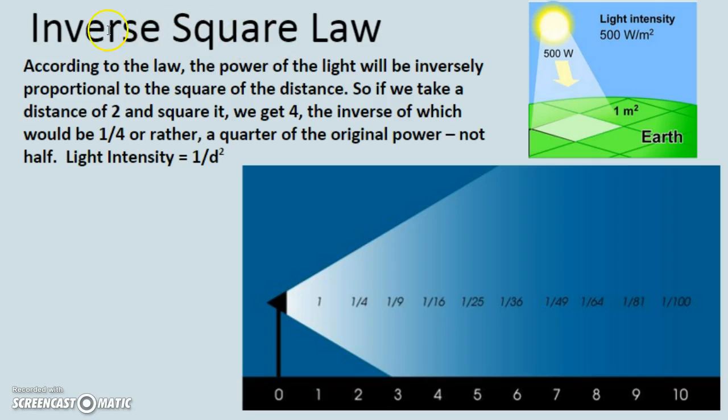So here's how it works. According to the inverse square law, the power of the light will be inversely proportional to the square of the distance. Now, it sounds really wordy, but think of it this way. If we take a distance of 2 and we square it, we get 4, the inverse of which would be 1/4, or rather a quarter of the original power, not half. Therefore, light intensity is 1 over d squared.